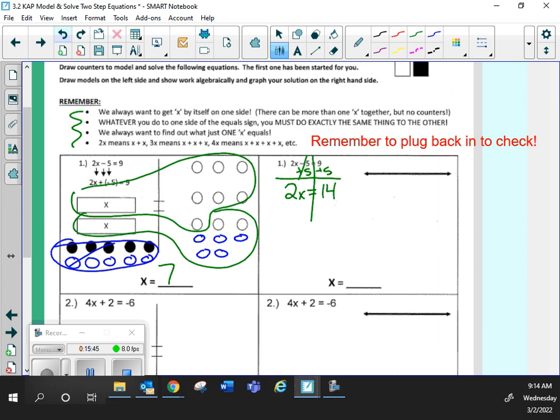What operation is happening to x? Undo it with division. Divide both sides by 2. X is equal to 7.